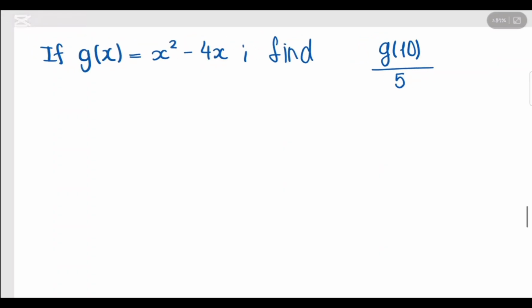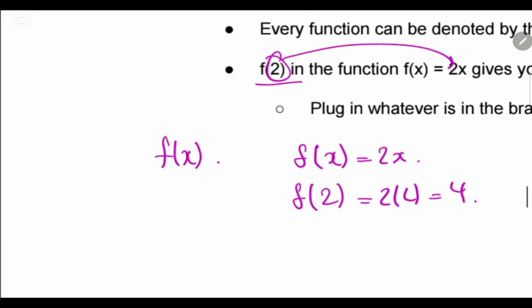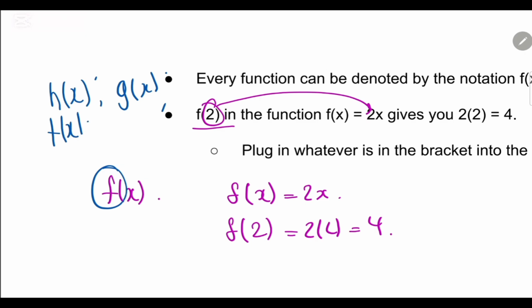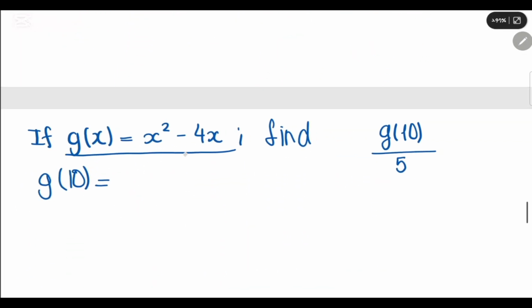Okay, onto our first question. If g of x is x squared minus 4x, find g of 10 over 5. Let's first understand what g of 10 is. Again, it doesn't have to be f. It could be h of x, or g of x, or t of x. This front letter does not matter. As long as it has a bracket and x, that's a function. So g of x is a function defined like that.